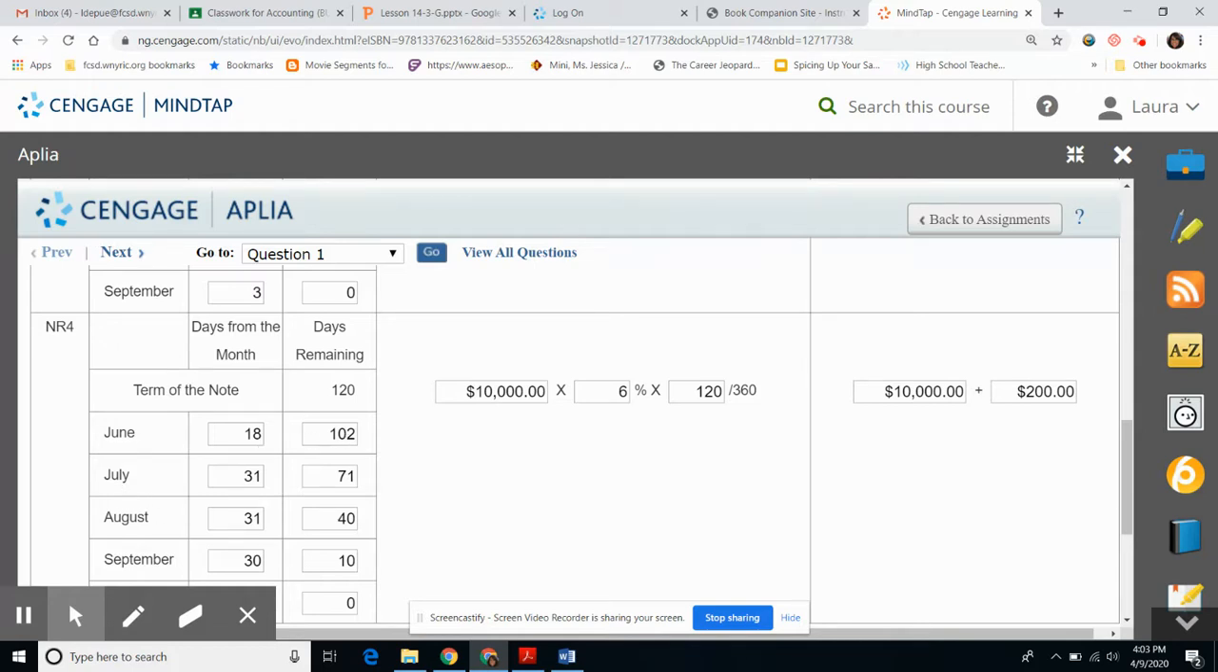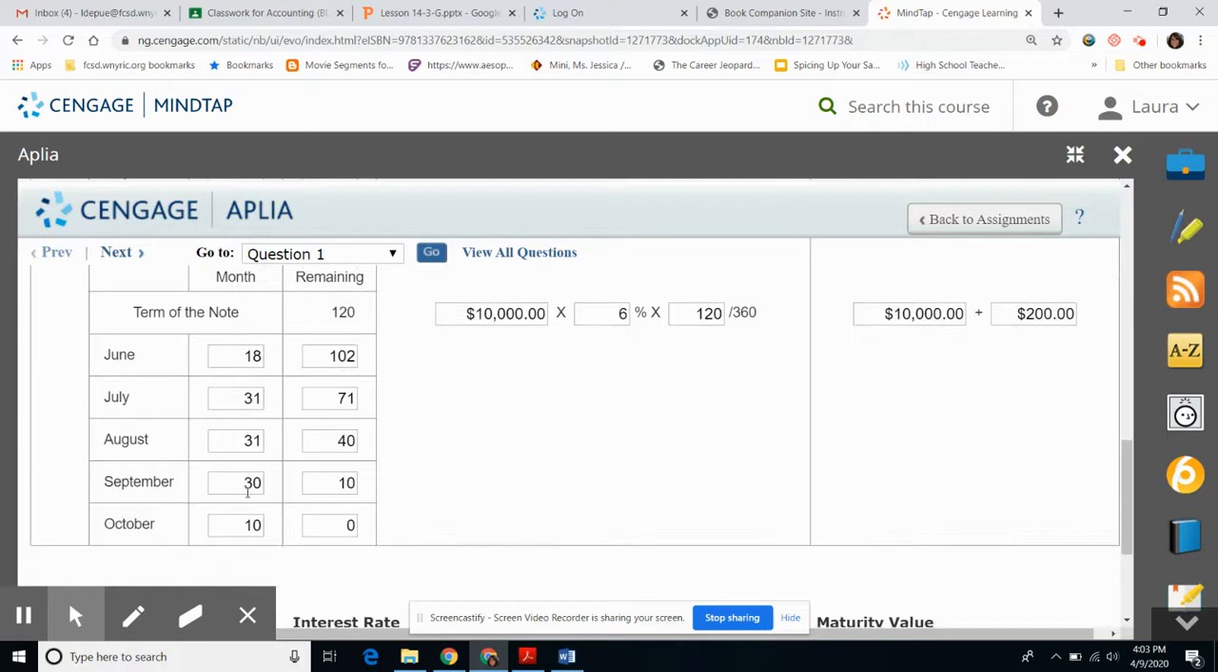In July, there's 31 days. Subtract 31 from 102, get 71 for days remaining. August, there's 31 days. Subtract 31 from the 71 to get 40. September only has 30 days, so 40 minus 30 is 10. And then October, there'll be 10 remaining days to bring that to 0.